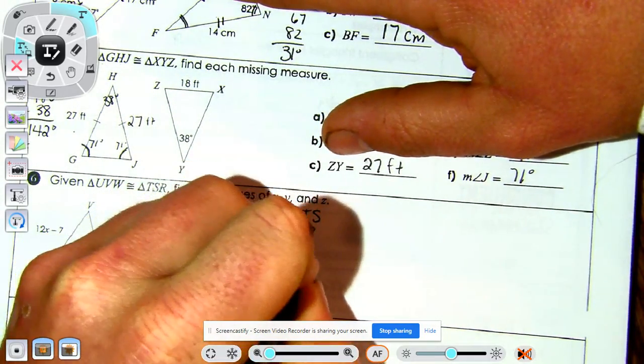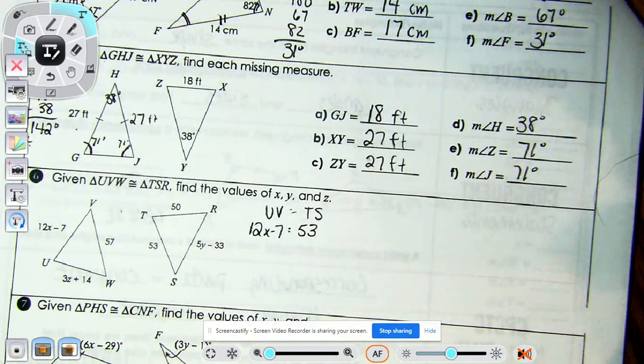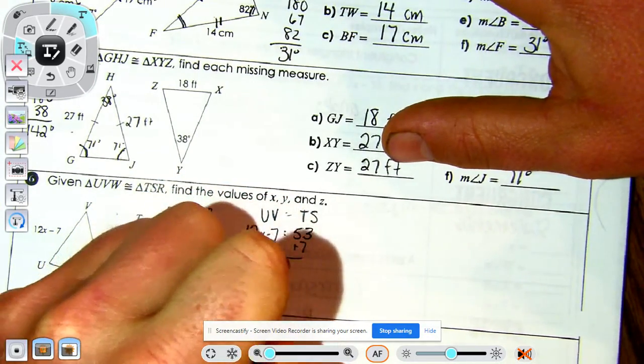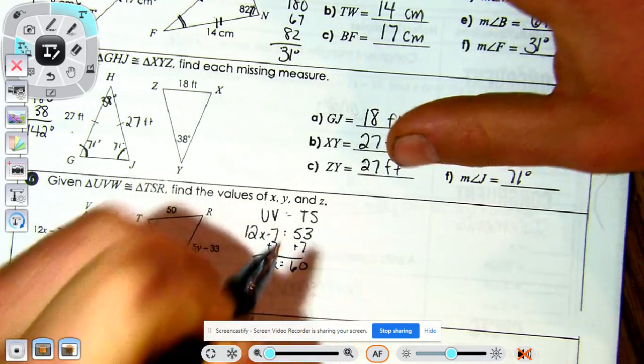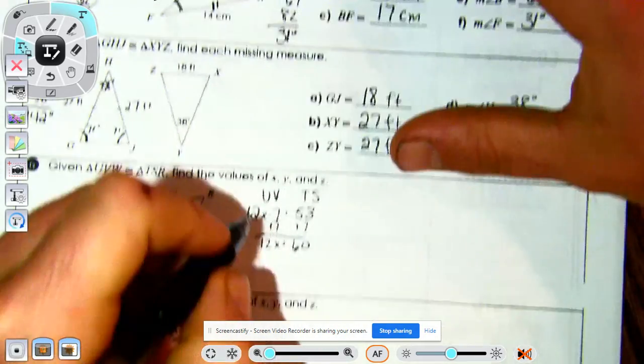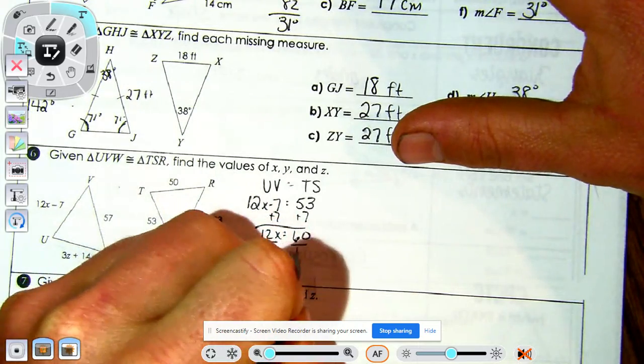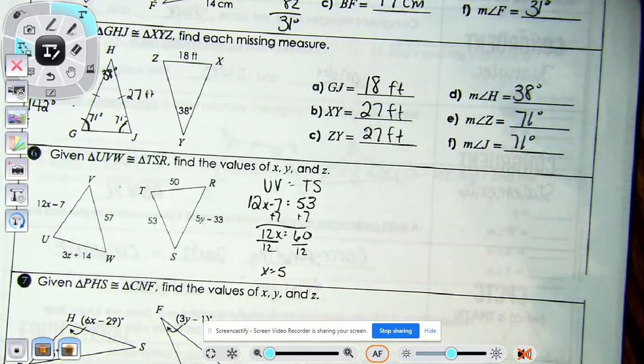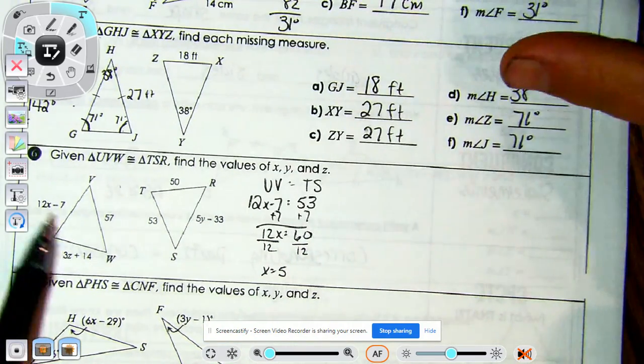Combining like terms, add 7, add 7. 12x equals 60. Divide by 12, divide by 12, x equals 5. If you want to make sure that was right, you can plug it back into this equation right here and make sure we get an answer of 53.